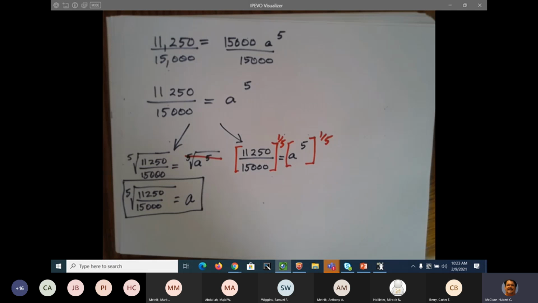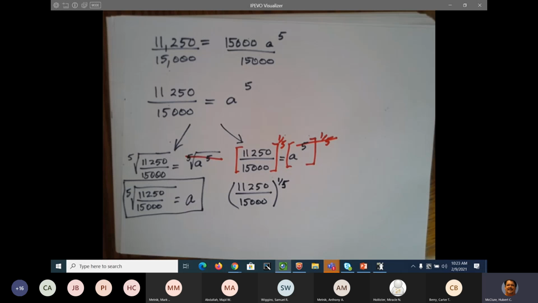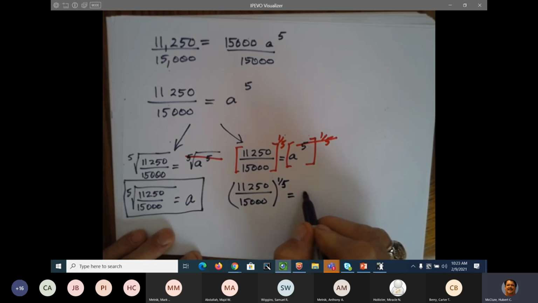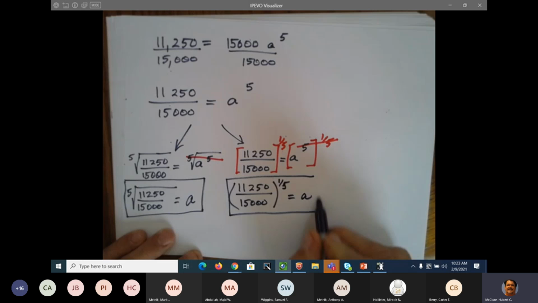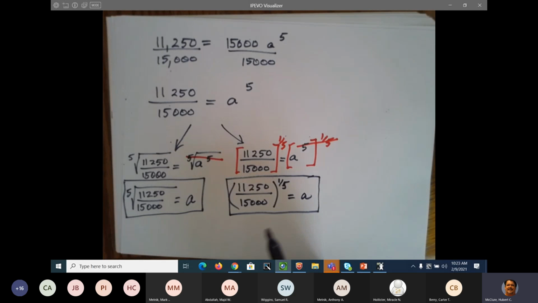And that gives us 11,250 over 15,000 raised to the 1/5 power is equal to a. Now, those of you that don't know exponential notation, we're going to go visit that right now.